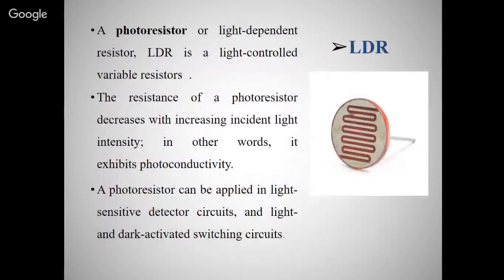This is the LDR sensor. It will change its resistance depending on the light. When there is light, its resistance is very low, around 100 ohm, 200 ohm. When it is dark, it is 10 kilo ohm. So there is variation in the resistance, so variation in the output voltage, and the output voltage is read by the Arduino microcontroller.